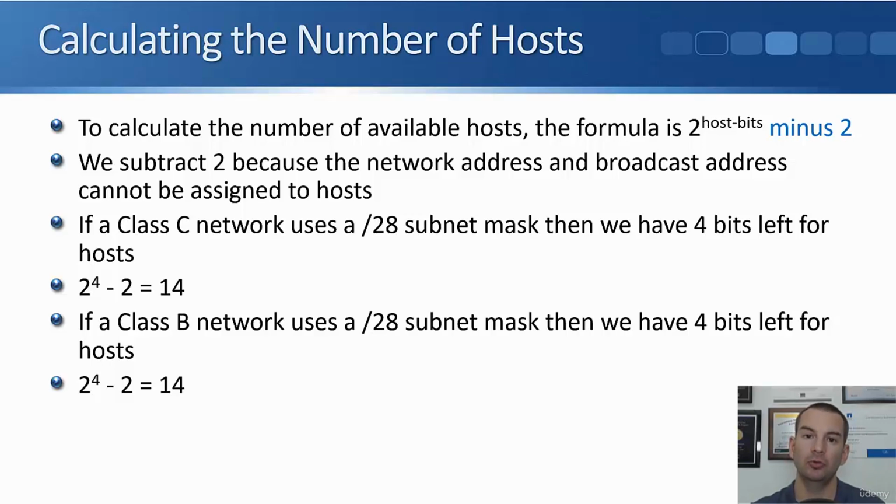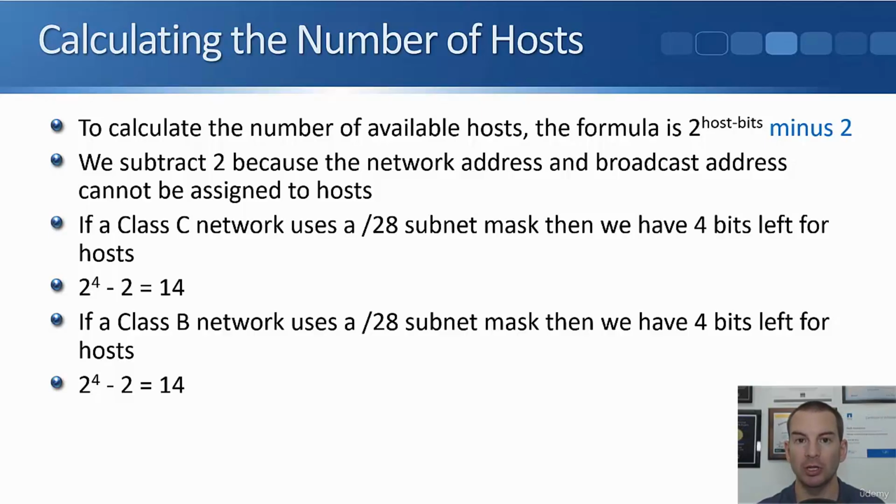Okay, so that was how to calculate the number of subnets we're going to get. It's 2 to the power of how many bits that we borrowed. To calculate the number of hosts, it's 2 to the power of how many host bits there are, minus 2. We need to subtract 2 because we've got the network address and the broadcast address that cannot be assigned to hosts. That's the 2 that we take away.